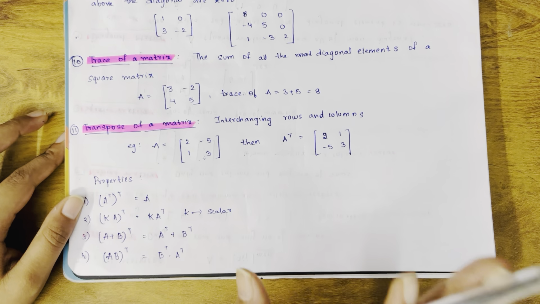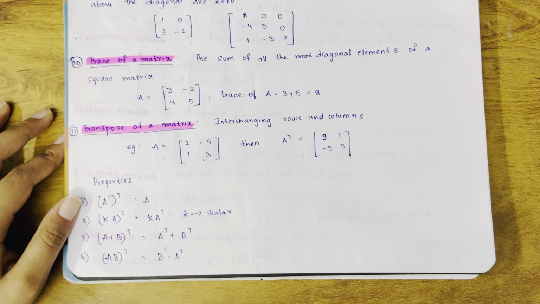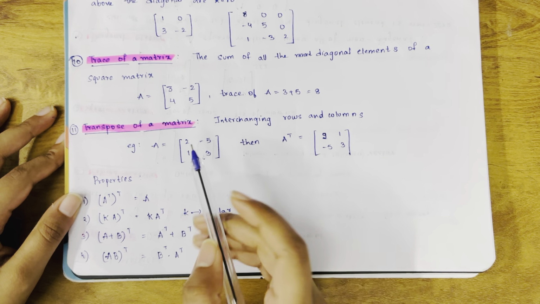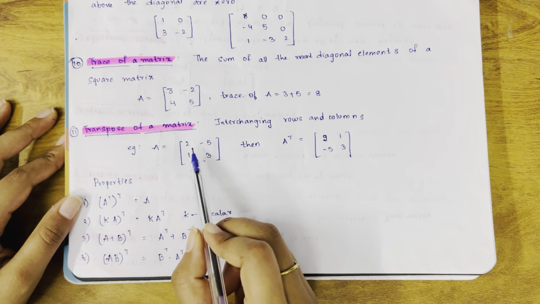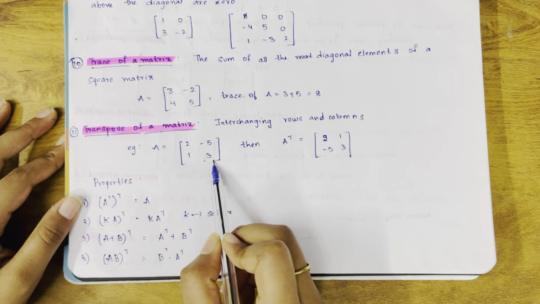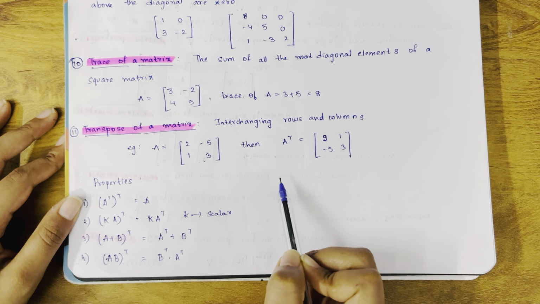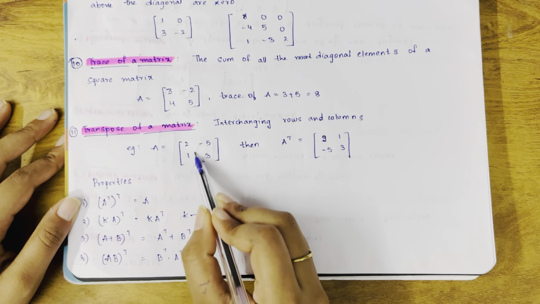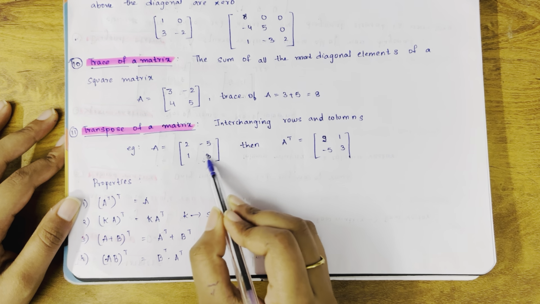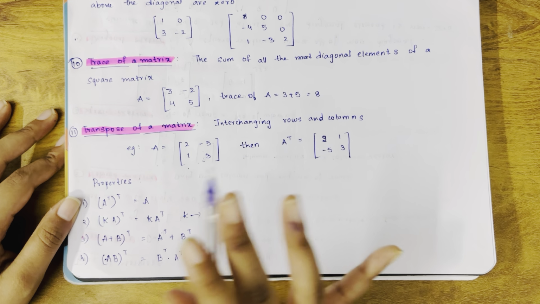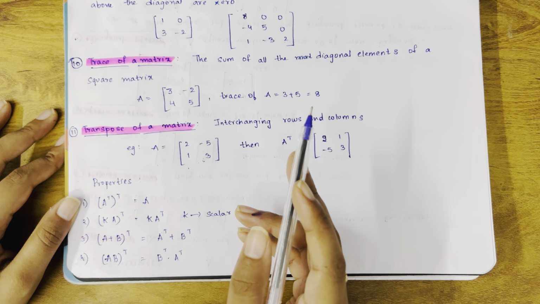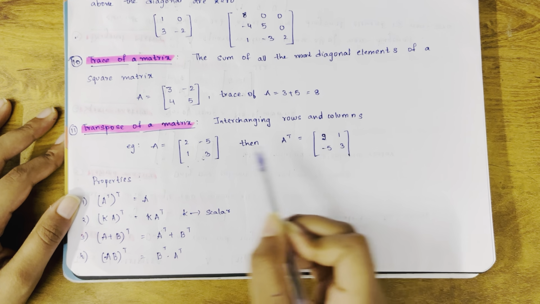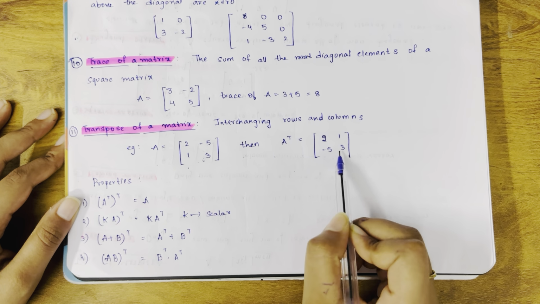Now, let's talk about the transpose of a matrix. Transpose is basically interchanging the rows and columns. Take a square matrix 2, minus 5, 1, 3. This is our square matrix. If we want to do A transpose, then it will become 2. This will go here, this will come here. Just interchanging rows and columns. That's it. Row becomes column, column becomes row. So 2, 1, minus 5, 3.